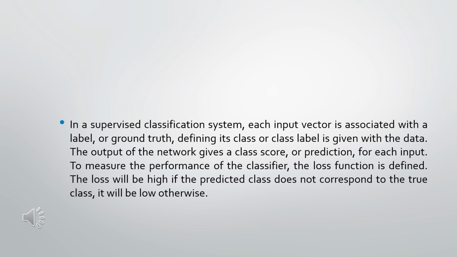In a supervised classification system, each input vector is associated with a label or ground truth defining its class, or the class label is given with the data. The output of the network gives a class score or prediction for each input. To measure the performance of the classifier, the loss function is defined. The loss will be high if the predicted class does not correspond to the true class. It will be low otherwise.